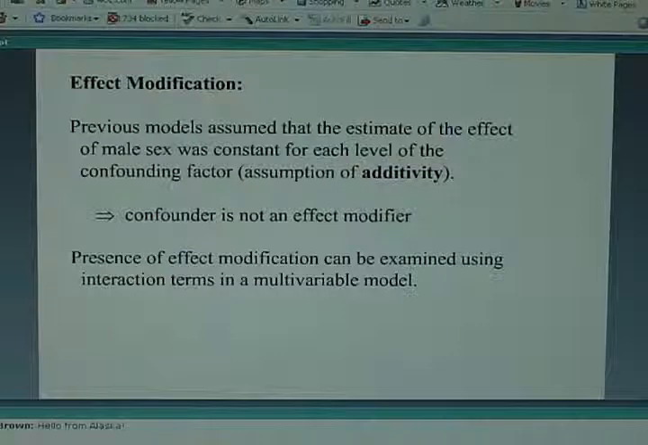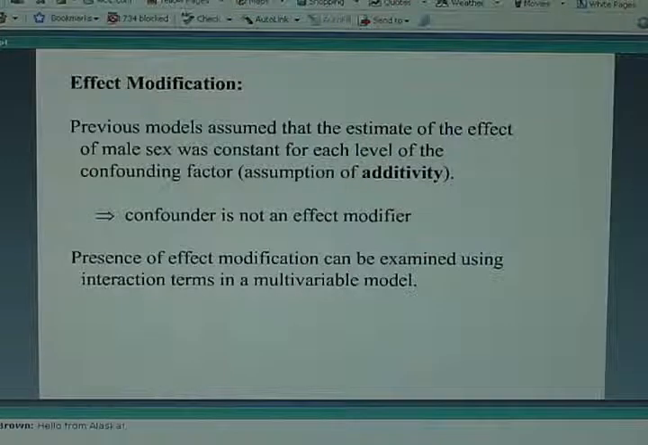The previous model assumed that the effect of males versus females was a common value, B1, regardless of the level of smoking. So even though it was controlling for potential confounding by smoking, it was making an added assumption that smoking was not an effect modifier, that the effect of males versus females was the same fixed value, regardless whether you're talking about males and females who are non-smokers, or who are 1-pack-a-day smokers, or who are 3-pack-a-day smokers.